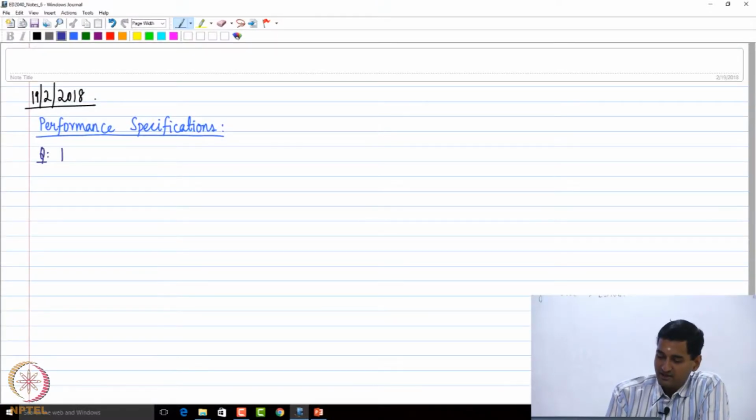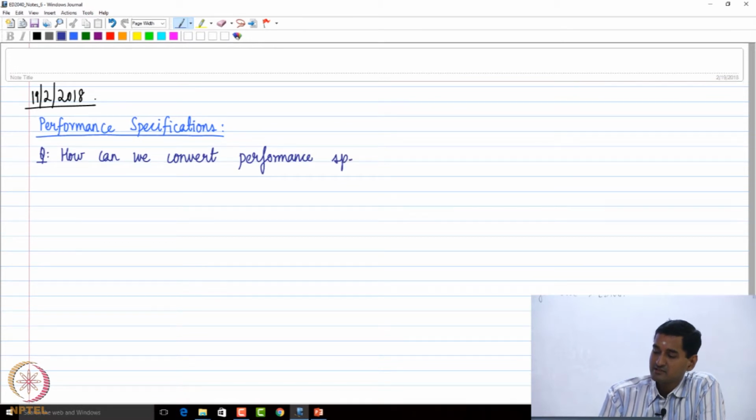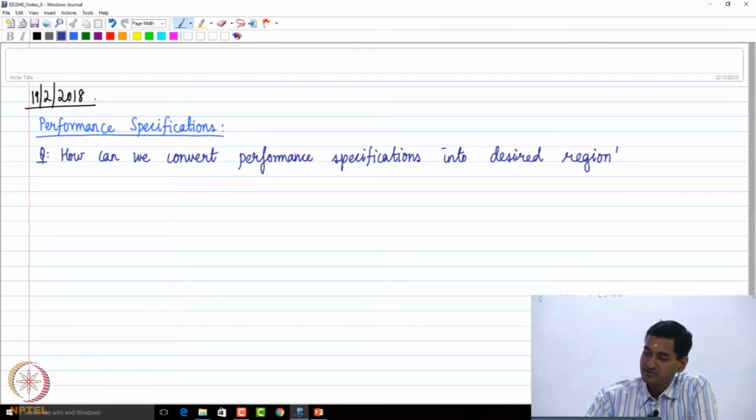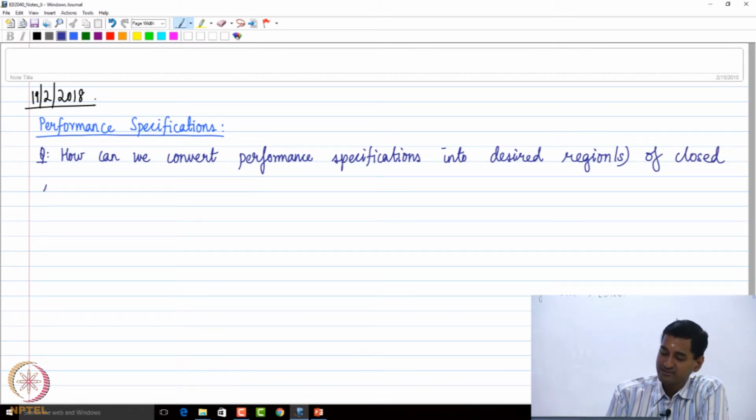So the question that we are going to ask ourselves today is: how can we convert performance specifications into desired regions, let me put it like this, of closed loop poles. Okay, so that's the question we are going to ask ourselves.